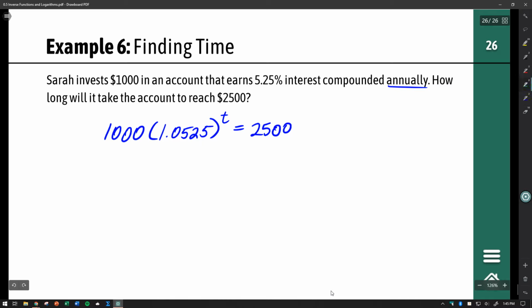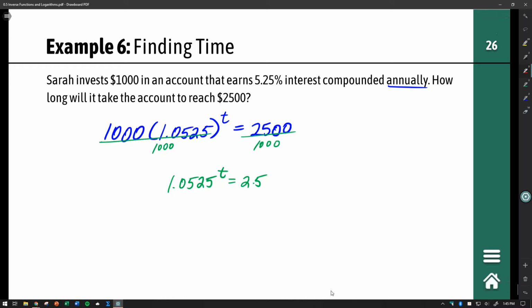Now, first of all, I do see some algebra. We can divide both sides of this equation by 1,000 and simplify the process a little bit. This becomes 1.0525 to the power of t equals 2.5. Next, we have this exponent t that we're trying to solve for.